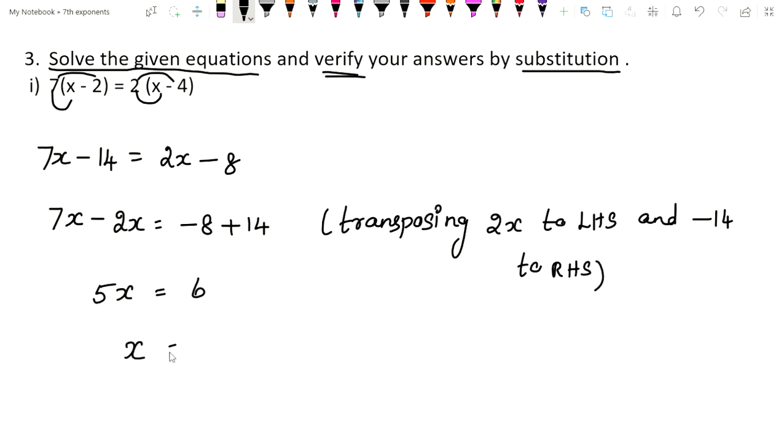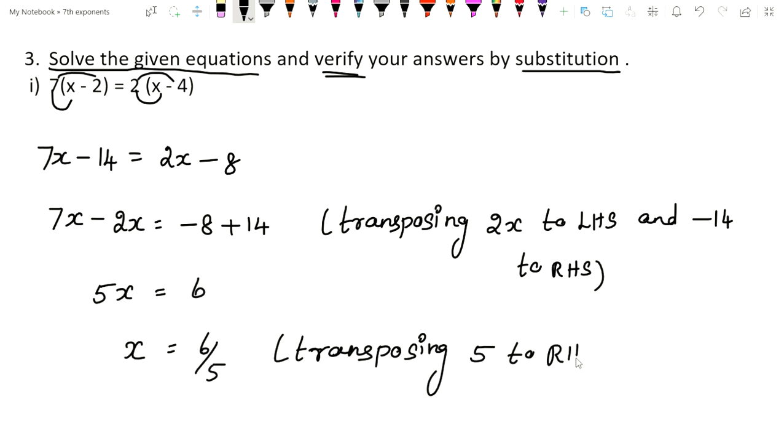Now I need to find out x. X equal to 6 by 5. Multiplication will change to division on the other side. So transposing 5 to RHS. So here now x value is 6 by 5. Next we need to verify. Okay, verification we need to do.